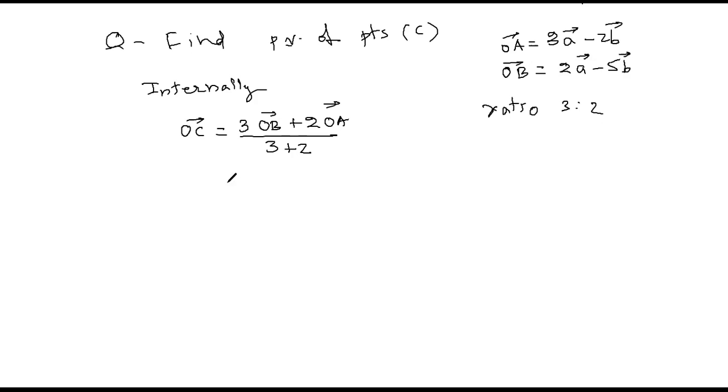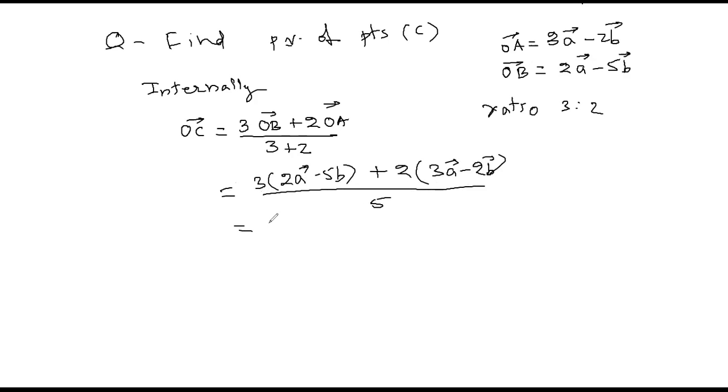If you want, I can show you the diagram also. You can just put the values. I will show you. The value of OB is 2A minus 5B, plus 2 times OA. OA means 3A minus 2B, divided by 5. So this will become 12A, 3 times 6 plus 6, 12A, and minus 19B, divided by 5.